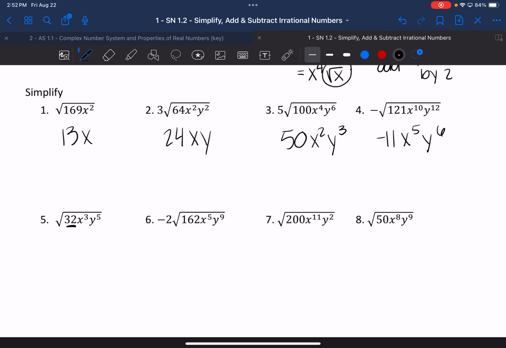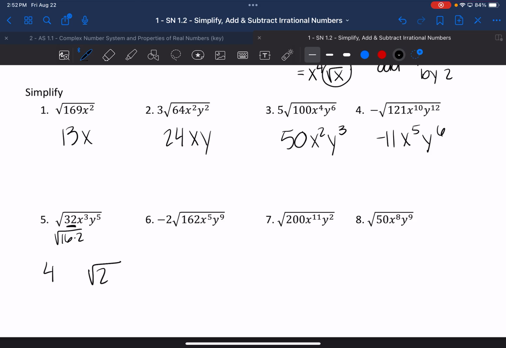All right, first of all, that 32. Is there a perfect root of 32? No, but what did we say you could rewrite 32 as? 16 and 2. And what's the square root of 16? 4. So this is really 4 square root of 2, right? Okay. What about those variables?